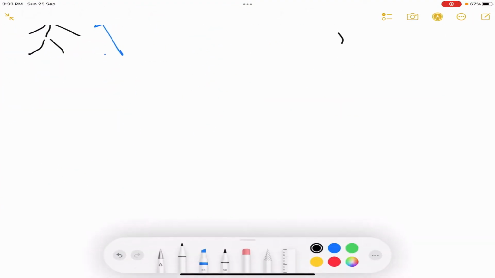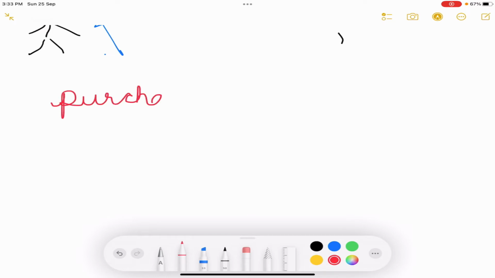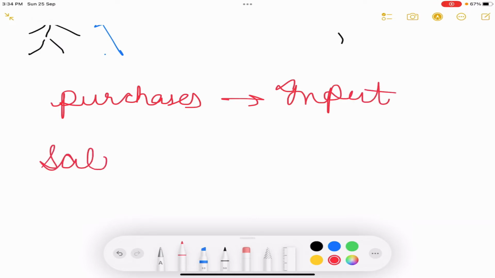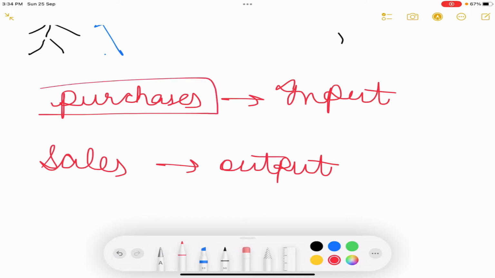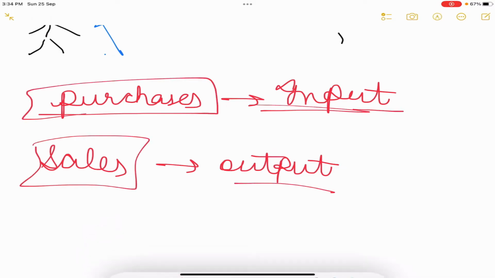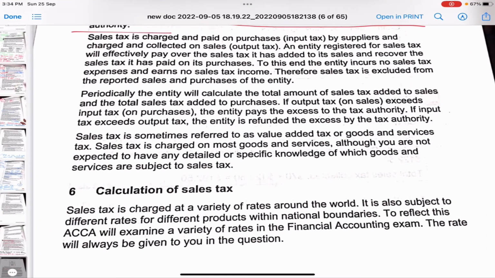Okay, I hope you're noting this down. On purchases, we always have an input sales tax, and on sales, we always have an output tax. So keep this in your mind, okay? Whenever you purchase, you have to pay the input taxes, and on sales, we always have the output taxes.